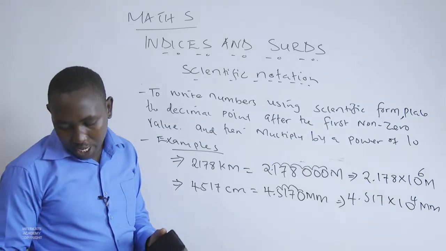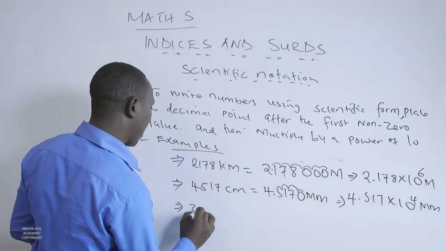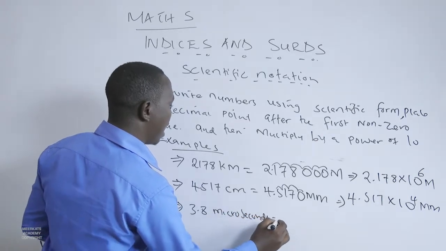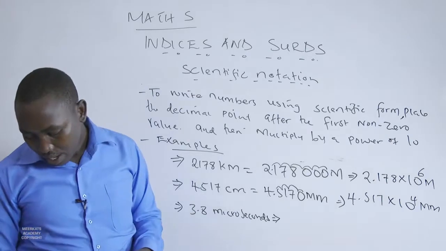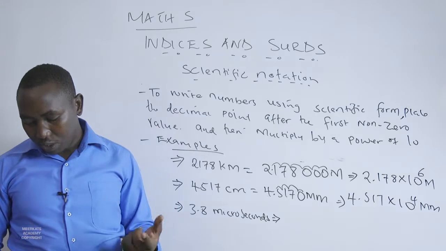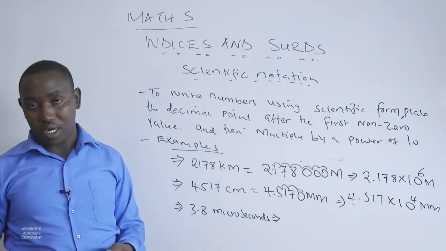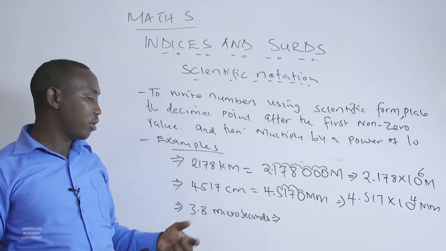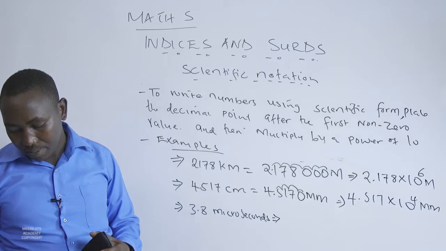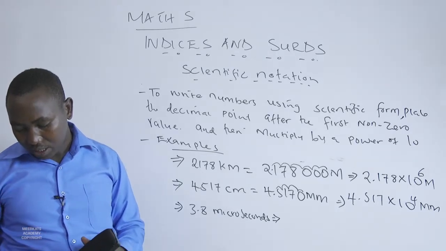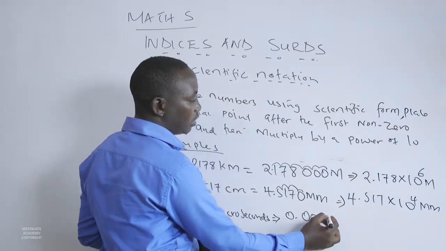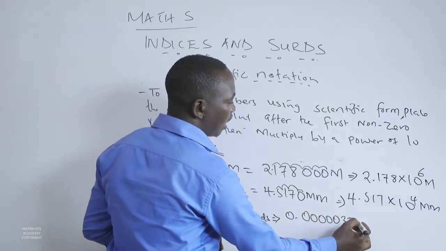You can have 3.8 microseconds, and you want to convert it to a millionth of a second. That is the microseconds. That means we need to divide this by 1 million. And when you do that, you will get 0.000038.